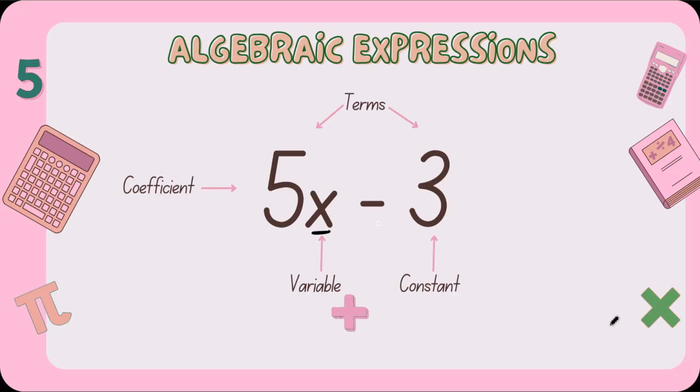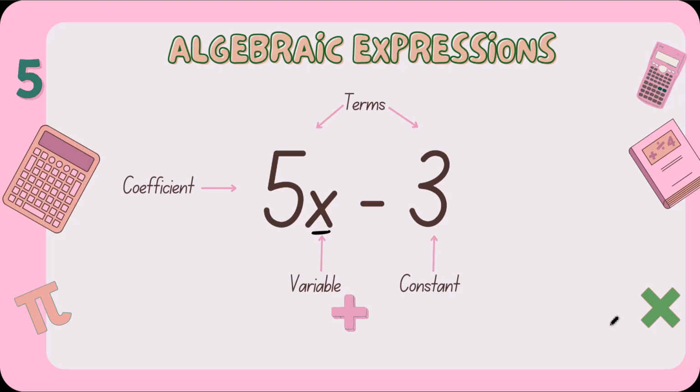Then how many terms are there in this? In 5x minus 3, there are two terms, right? 5x is one term and minus 3 is the next term. Here 3 is the constant. It's called a constant because there is no variable along with it. According to different textbooks, we say 3 is a constant. In some textbooks we say 3 is also a coefficient.